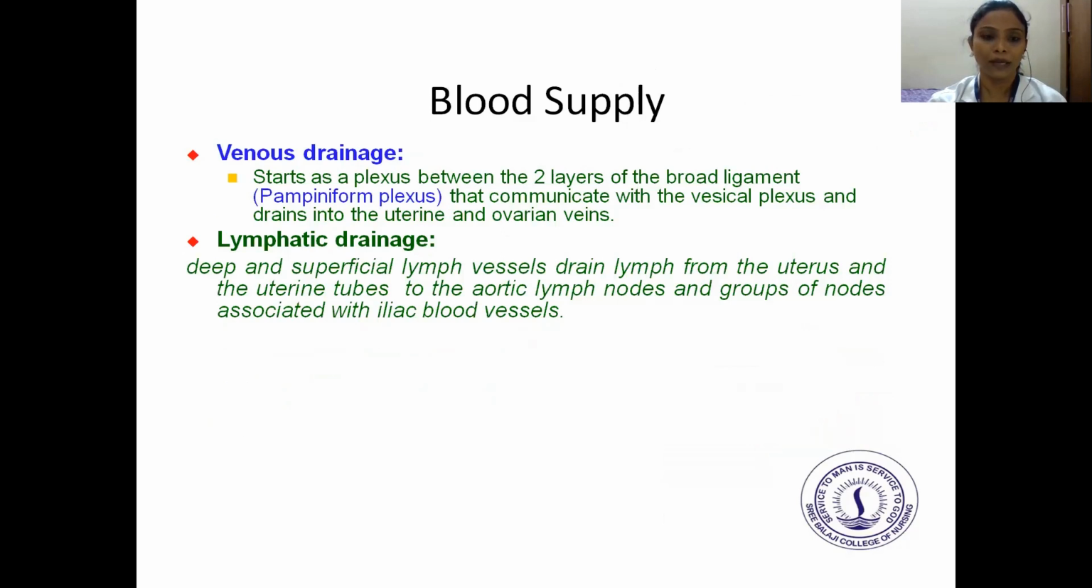Next is the venous supply. It starts as a plexus between the two layers of the broad ligament that communicates with the vesical plexus and drains into the uterine and the ovarian veins. Next is the lymphatic drainage. Deep and superficial vessels drain lymph from the uterus and the uterine tubes to the aortic lymph nodes and the groups of nodes associated with the iliac blood vessels.